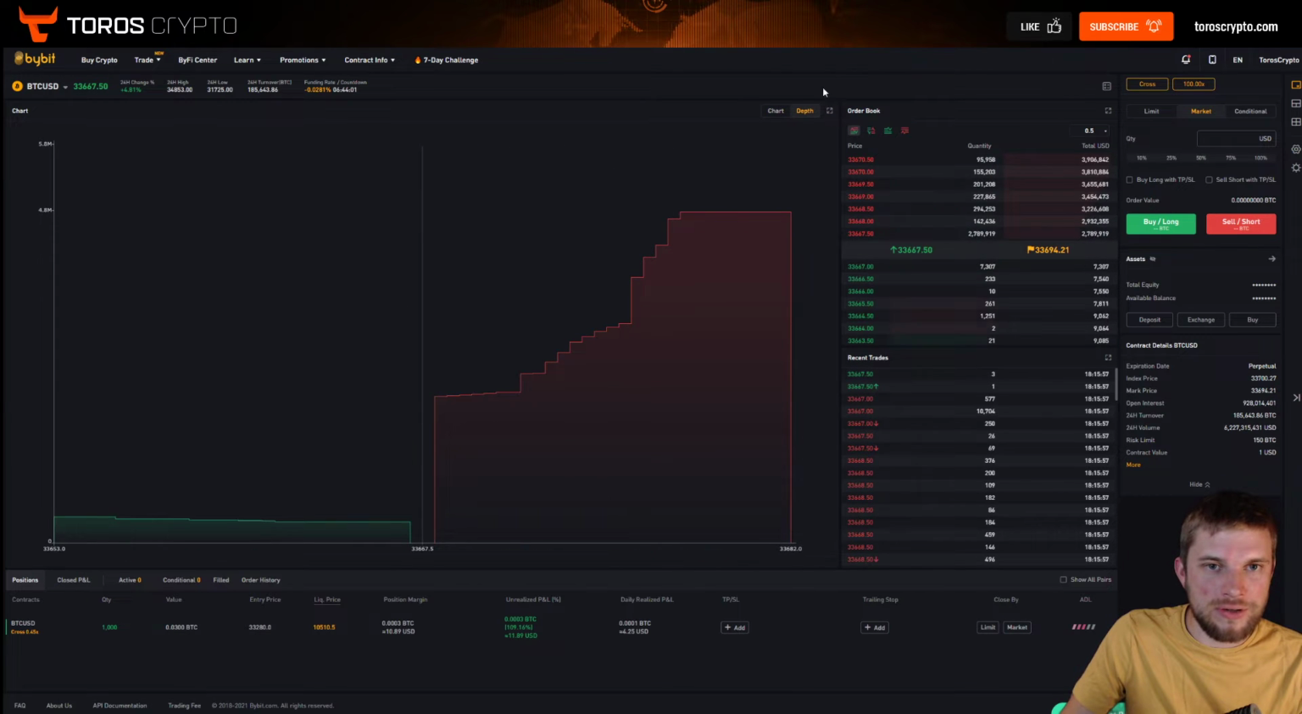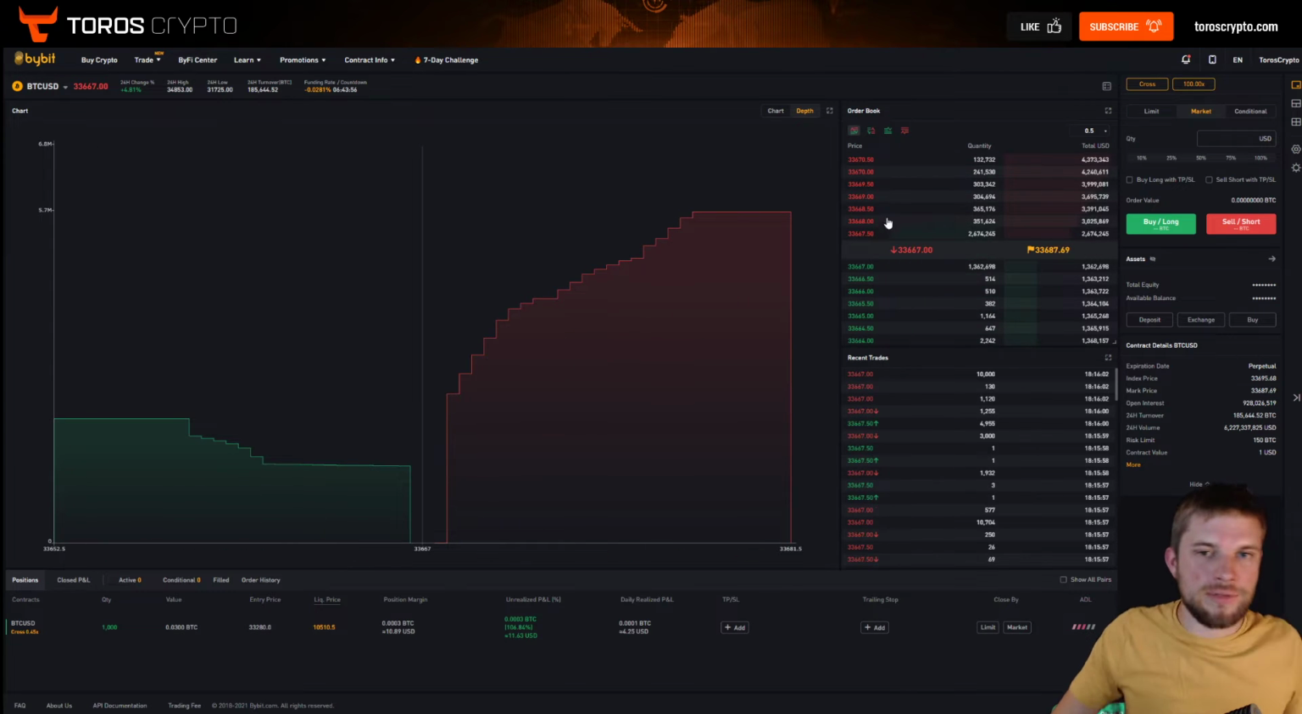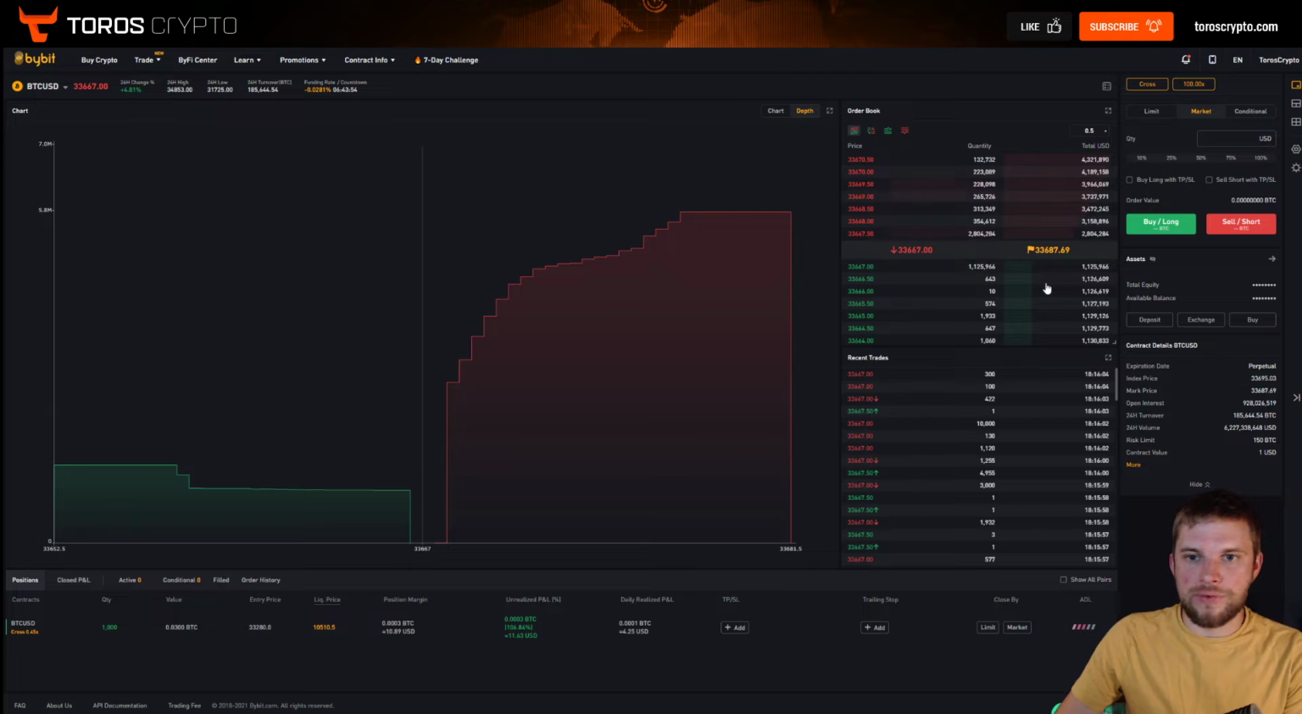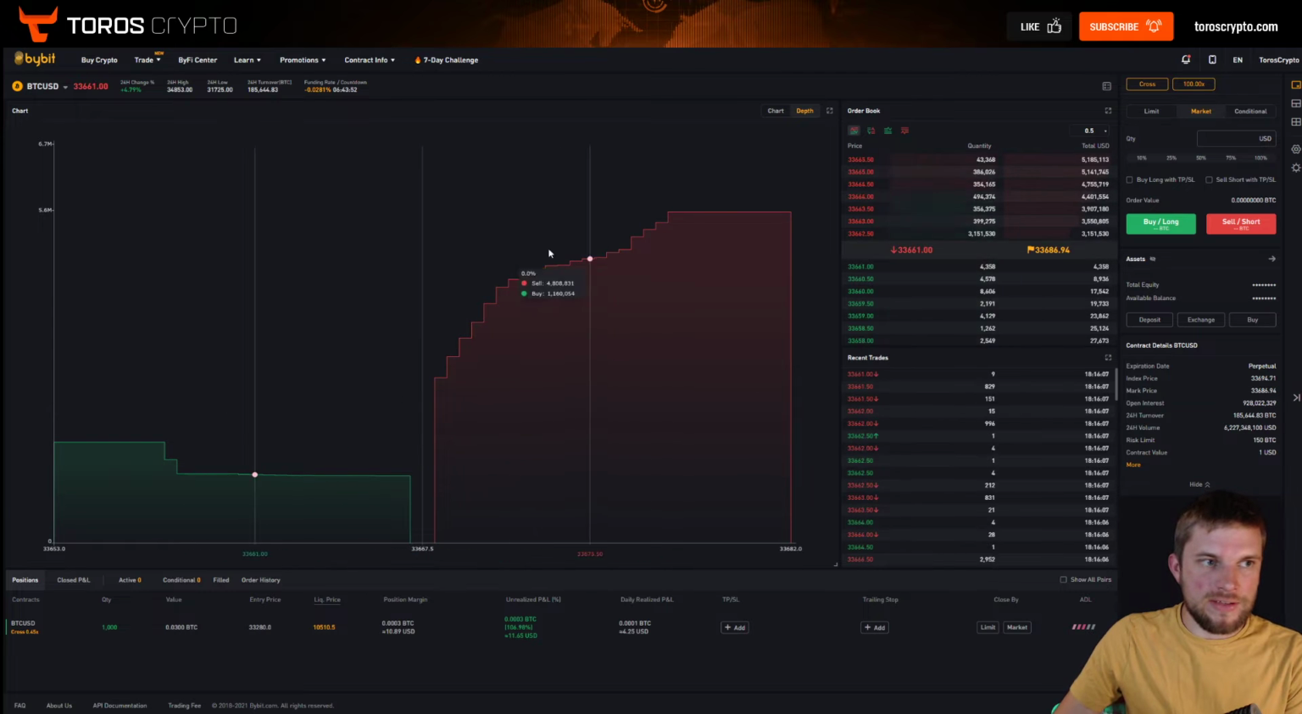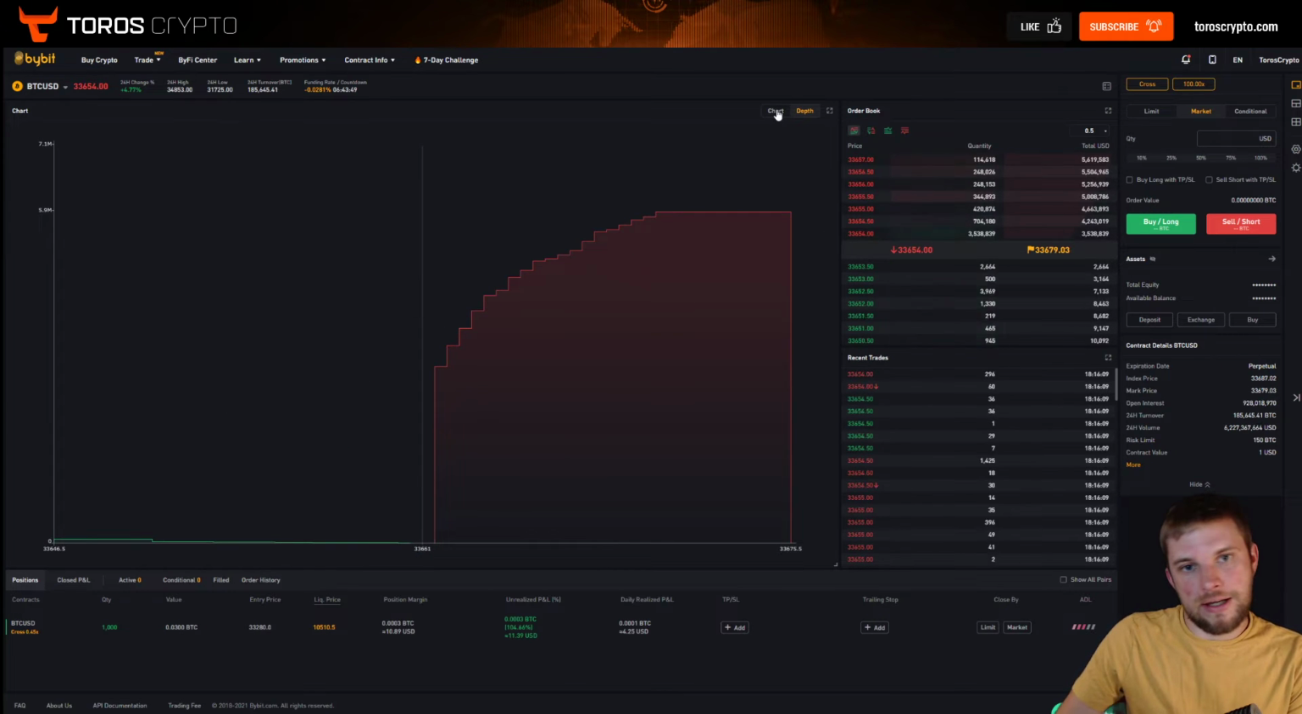What this can also show you, as well as the chart, is the depth. So this is basically the order book. You can see that on the depth chart. So what this information is giving you here is the same information given to you in a different way.